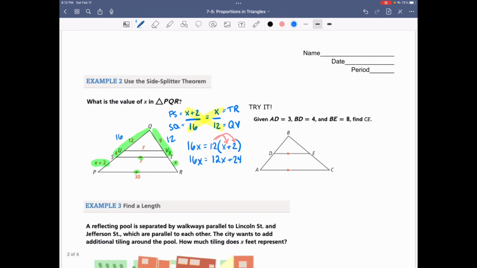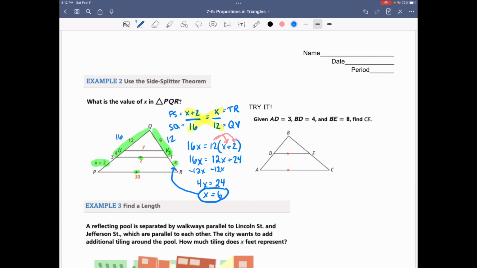From here, I will subtract 12x from both sides. That gives me 4x. 12x's cancel. We have 24. Divide by 4, x equals 6. And that answers our question. And so that would be 6, and the other side would be 8. And that's how the side splitter theorem works.